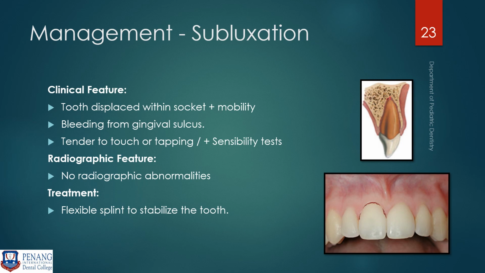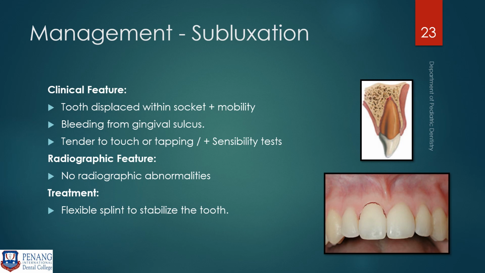Next one is subluxation. Now subluxation is where the tooth has moved within the socket. It has not come out, but it has been vigorously shaken within the socket, so vigorously that it shows mobility. And the typical pathognomonic sign would be bleeding from the gingival sulcus. Of course the tooth will be tender to percussion and palpation, and the pulp sensibility test will come out positive.